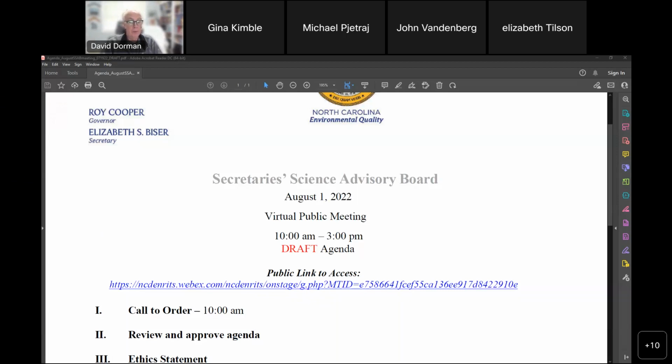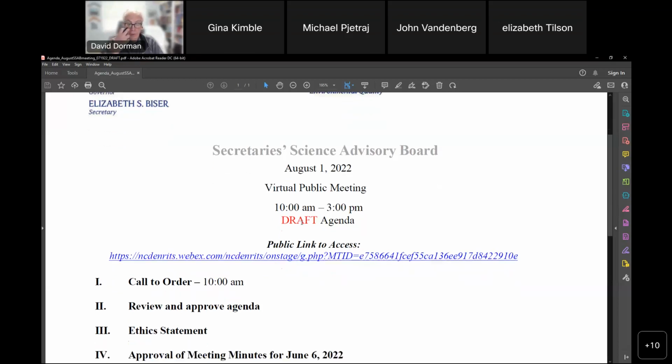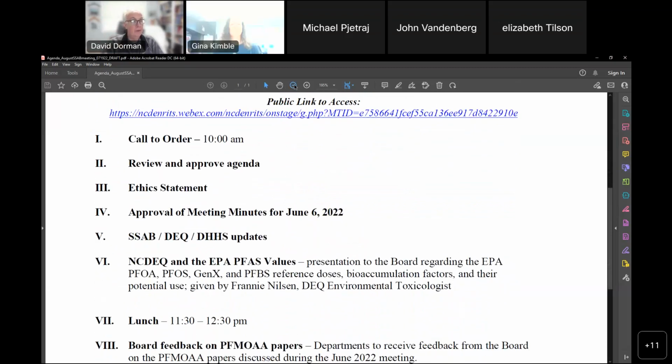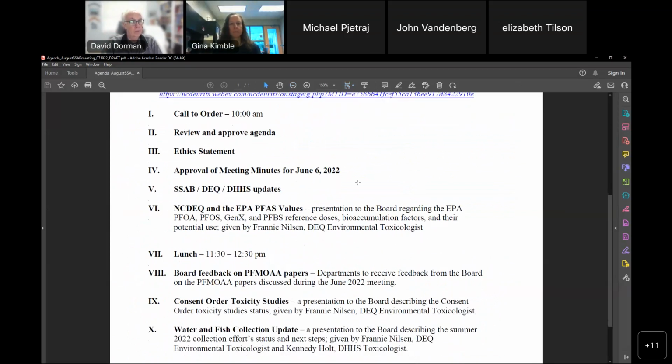This will be a virtual public meeting, and I'd like to call the meeting to order. The agenda, as you can see, is posted here on the screen. The agenda calls for us to be here until about 3 o'clock in the afternoon. My gut feeling is that we may be able to get through the agenda a little bit quicker, but we'll see. For those attending virtually, which is really everybody today, the board will be taking approximately a 1 hour break from 11:30 to 12:30, and then we'll reconvene at 12:30.